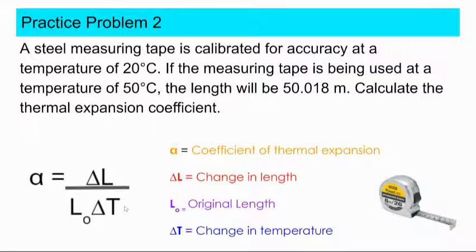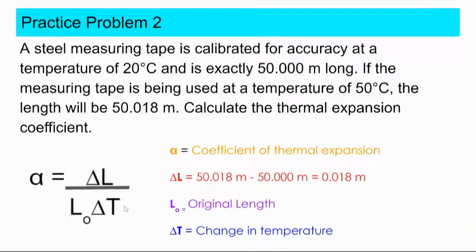All right, take a second and pause me and try this problem yourself. All right, let's take a second and look at it. Again, we're calculating the coefficient of thermal expansion. You should have found the change in length to be 0.018 meters. The original length would be 50 meters long. And your change in temperature would be the difference between the initial and final temperature, 50 minus 20, or 30 degrees Celsius.